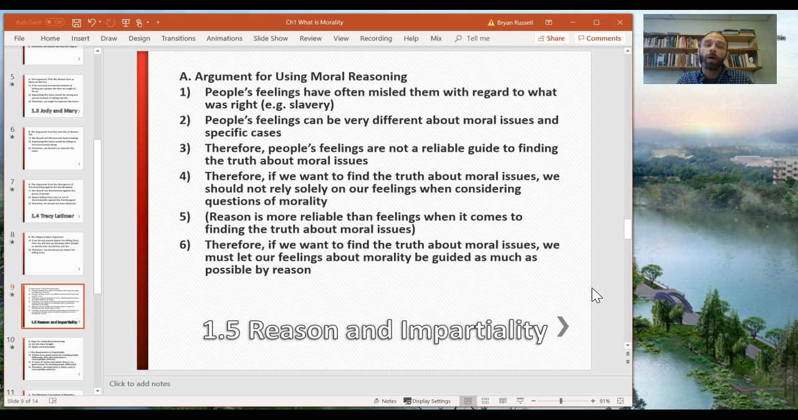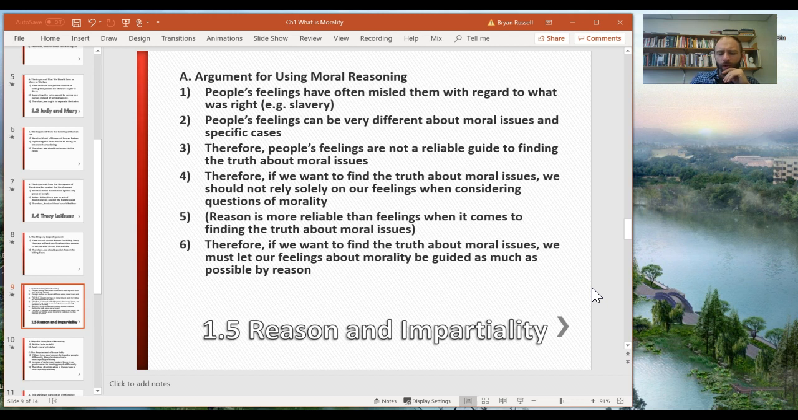So if we want to find the truth about moral issues, we should not rely solely on our feelings when considering questions of morality. And though Rachels doesn't come outright and say this, I think the next premise is important in his argument. He believes that reason is more reliable than feelings when it comes to finding the truth about moral issues. He doesn't support that claim. He doesn't even state it. It's an interesting one to wonder about. I know there are times in my life where I felt a certain way about things, but then the closer I looked at the scenario, the more I thought about the various moral principles in play, I changed my mind.